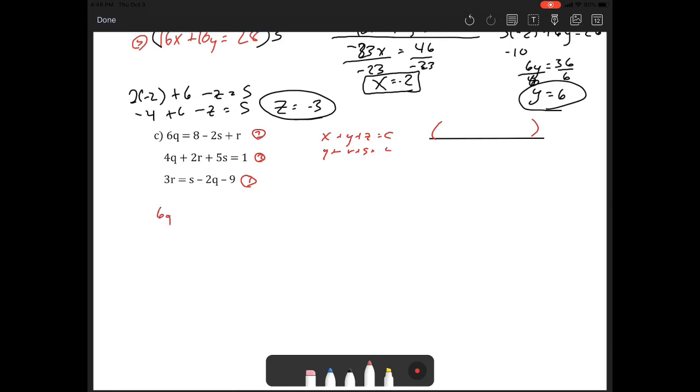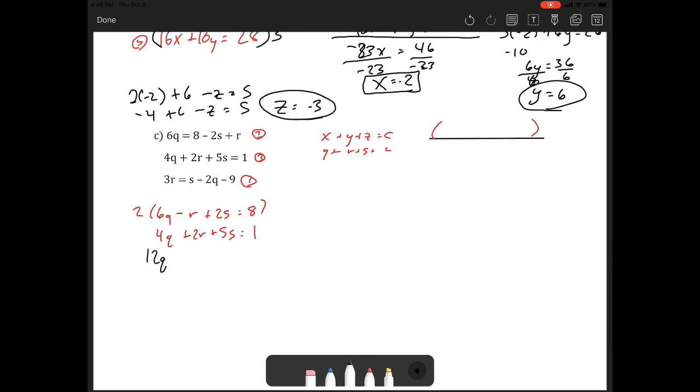So I'm going to end up making this first one 6Q minus R plus 2S equals 8. And then my second one, I'm going to end up making it 4Q plus 2R plus 5S equals 1. So to go from there, I've got to figure out how I'm going to get this to go away. So this first one, I can actually multiply by 2, and I can get my next one.